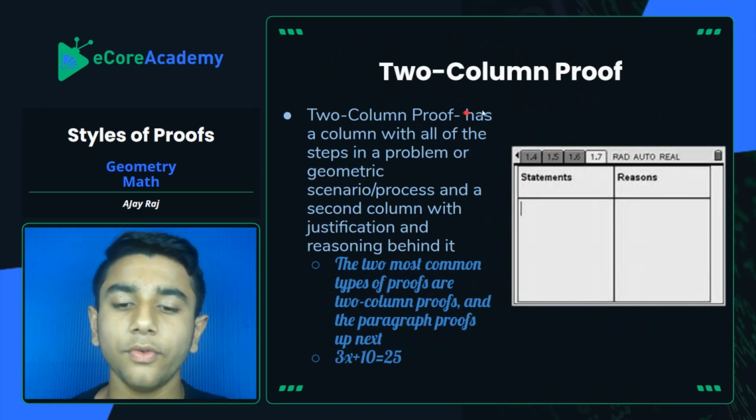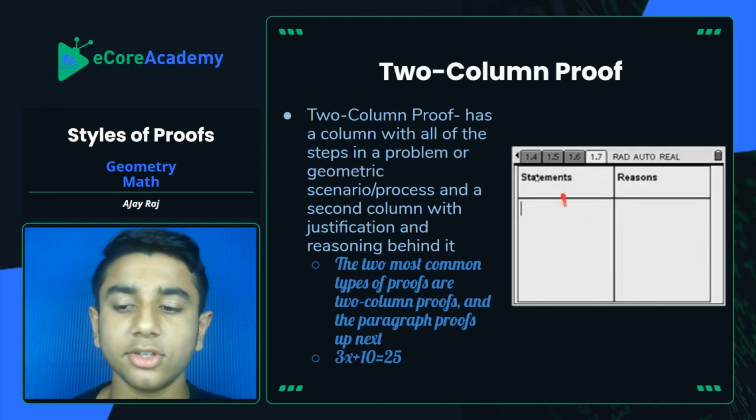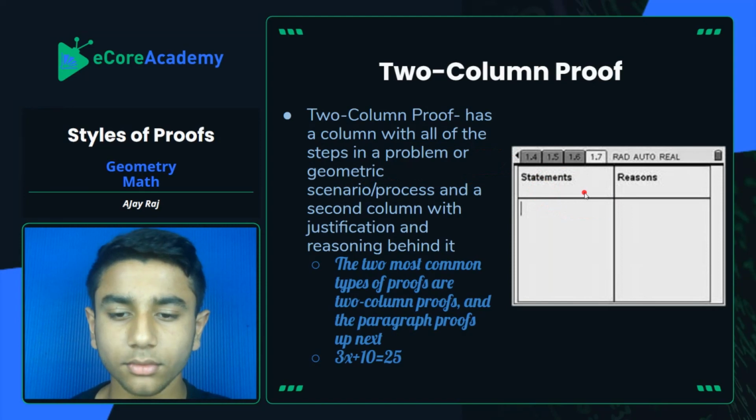The two-column proof has a column with all of the steps in a problem or geometric scenario or process. So this statement side basically represents the steps, the problem, the process, the scenario. This is where everything happens.